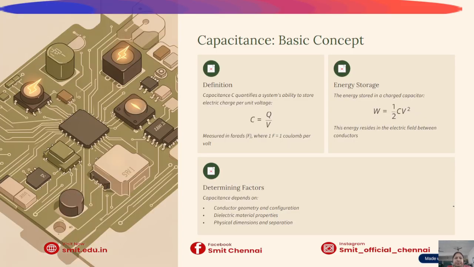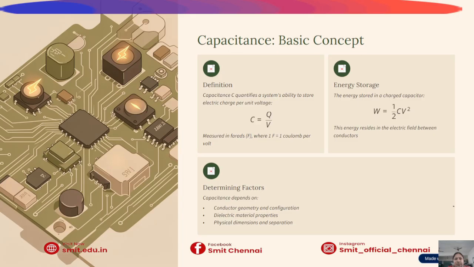In that energy storage, we have to see that when a capacitor is charged, electrical energy is stored in the electric field developed between its conducting plates. The energy stored in a capacitor is given by the expression W = 1/2 CV². This stored energy can be released whenever required, making capacitors useful in power supply systems and electronic circuits.